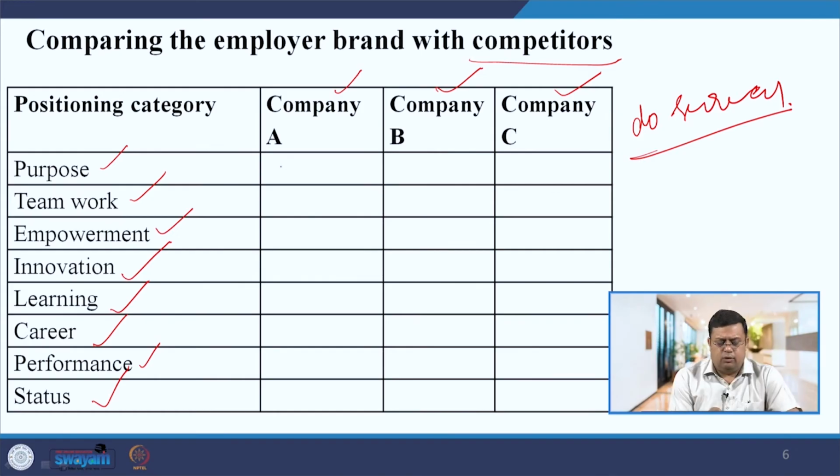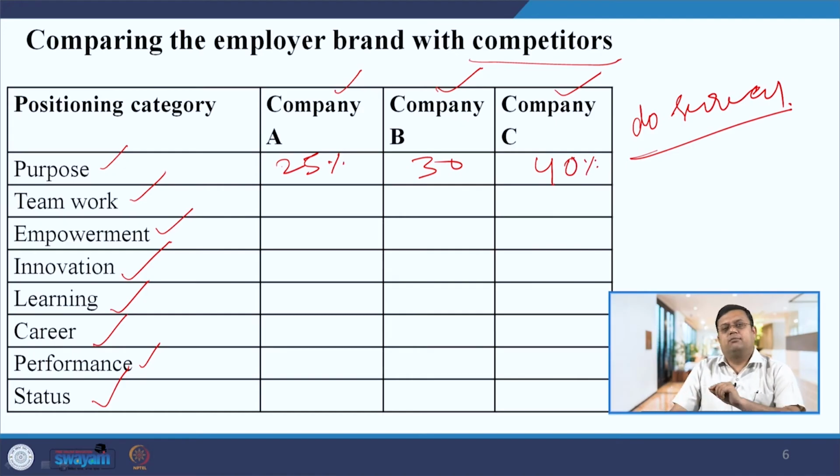Let us assume that 25% people say they would like to work for company A because they provide the meaningful job. 30% people say they would work for company B because company B provides the meaningful job. For company C, let us assume that 40% people say we would like to work for company C because it provides the meaningful job. So, that is how you can do the comparative analysis. So, you can say in one of the parameters, purpose, that meaningful job, that company C is having a stronger brand than company A and B.